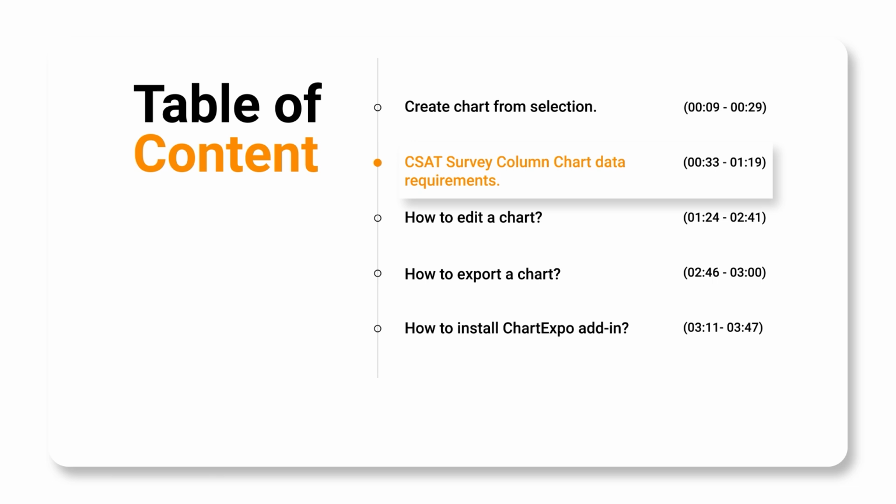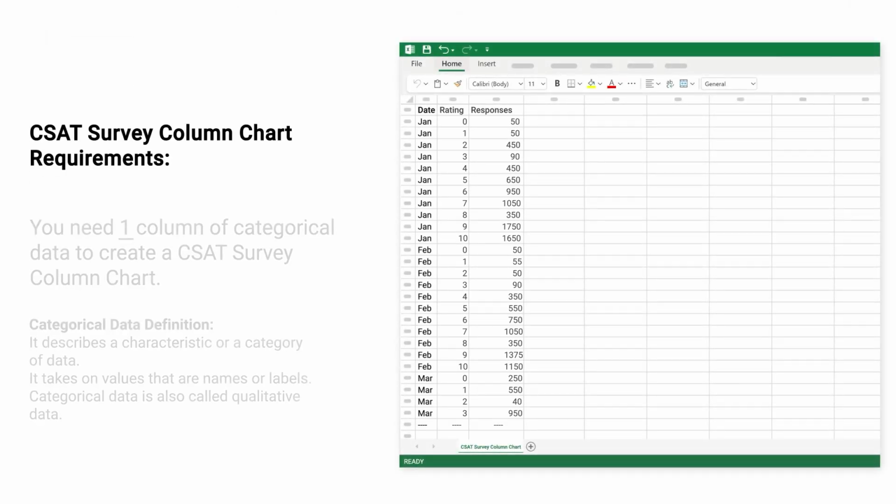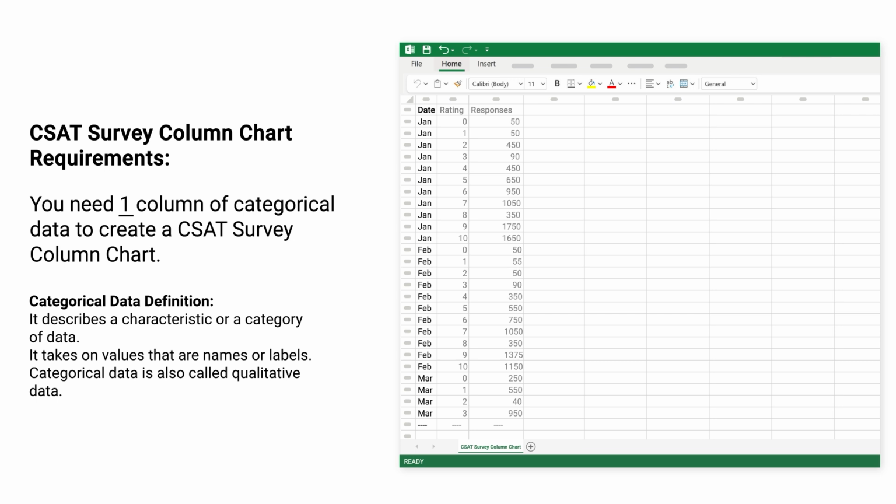CSAT survey column chart data requirements. You need one column of categorical data to create a CSAT survey column chart. Categorical data definition: it describes a characteristic or a category of data. It takes on values that are names or labels. Categorical data is also called qualitative data.